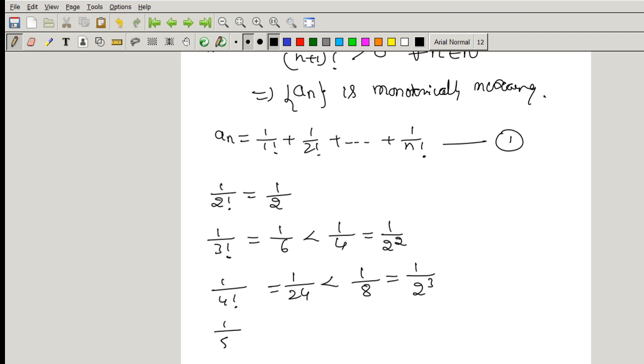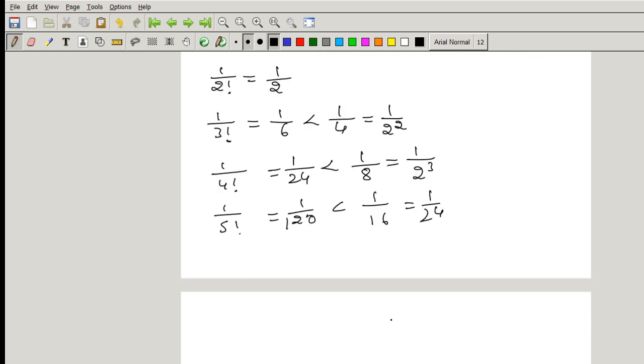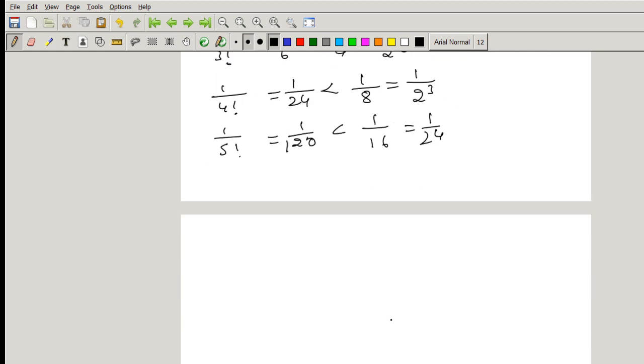In a similar way, 1 by 5 factorial is 1 by 120. 1 by 120 is always less than 1 by 16. 1 by 16 is nothing but 1 by 2 power 4. So I am using this inequality in equation 1.